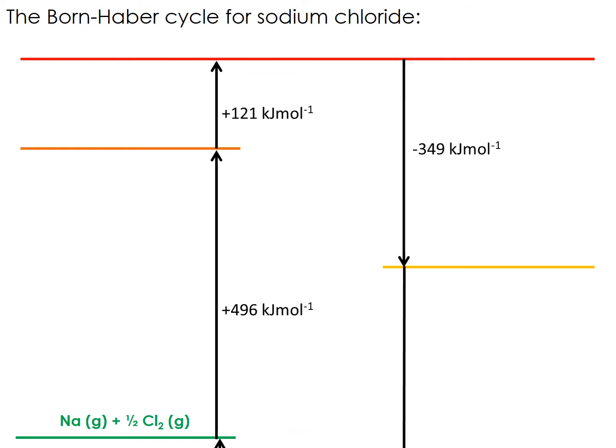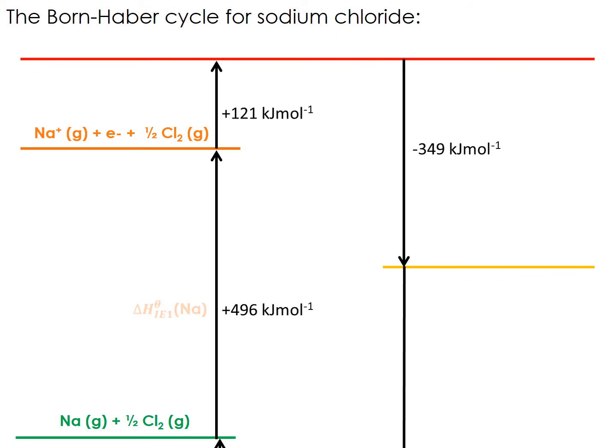So we've got sodium gas and half Cl2 gas. We need to make some sodium ions, Na+, which means that there needs to be 1 mole of electrons removed from 1 mole of gaseous sodium atoms to make 1 mole of gaseous sodium ions, each with a +1 charge. And a half Cl2 still needs to be there on that line because it still exists. It still needs to be part of this fully balanced cycle. So we just sit that on the line there.